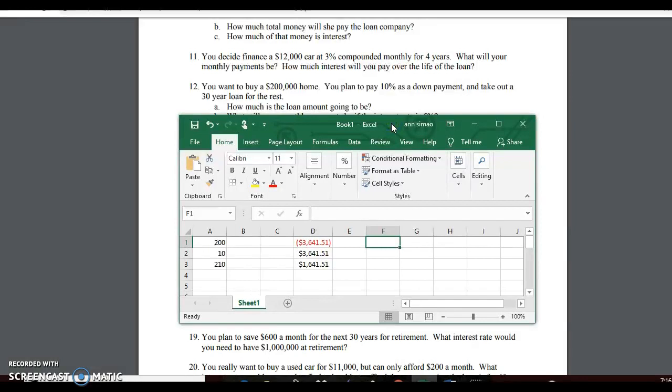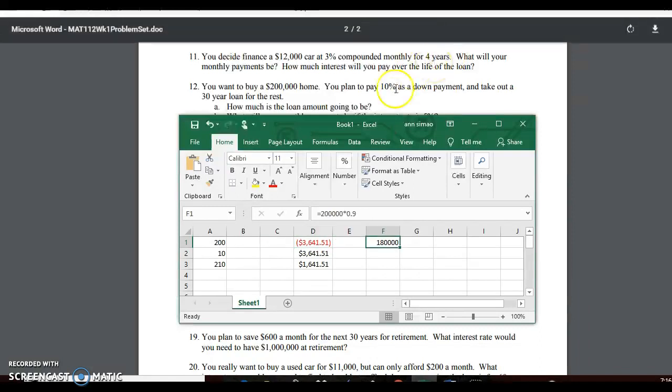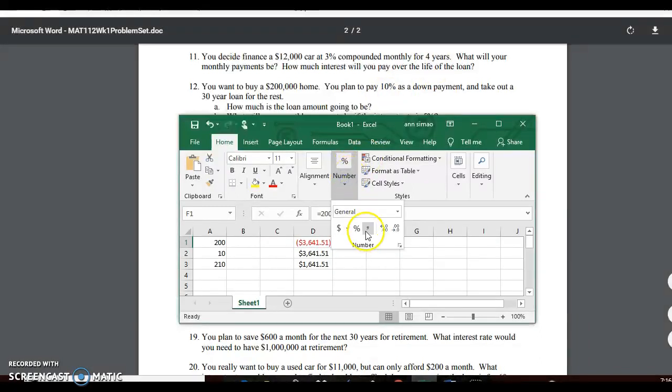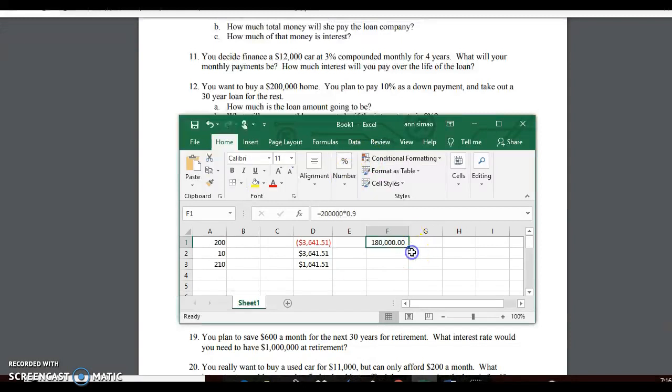So you kind of have two choices here. You can either take 10% of 200,000 and subtract that from 200,000, or you know that you're paying 90%, so 0.9 times 200,000. And so that's going to end up being 180,000, because 10% of 200,000 is 20,000. If I took that away, the value of the loan that I'm taking out is $180,000.